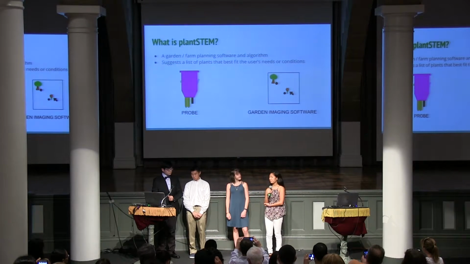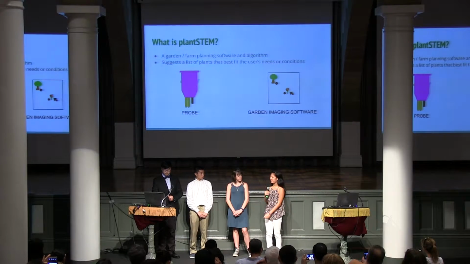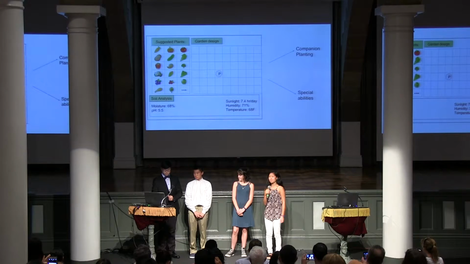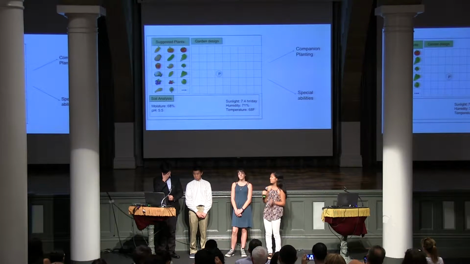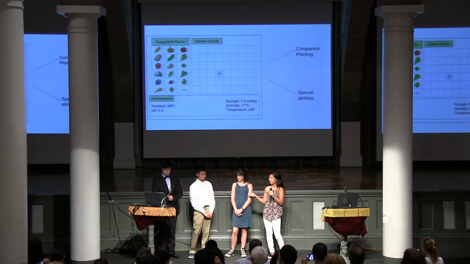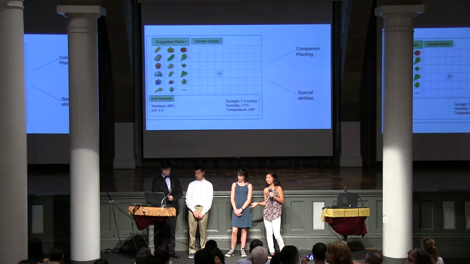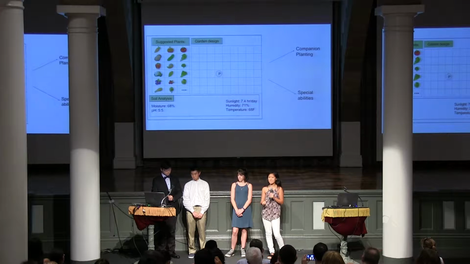PlantStem comprises two parts: one, a probe that collects the conditions, and a garden imaging software. In this software, the user is able to put down where their probe is and then see a visual representation of their garden. So they put it down and then access the list of suggested plants. The software also includes a feature where they could see companion planting. So if the software knows that there are two plants on the suggested plant list that go well together, it might suggest them as a pair.